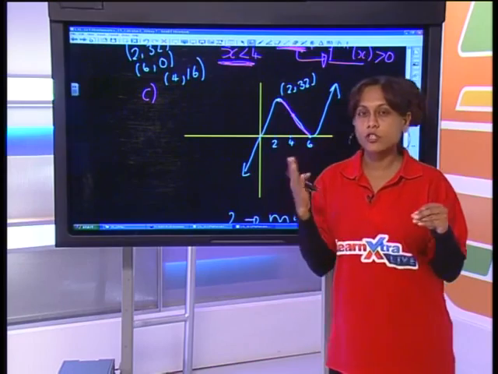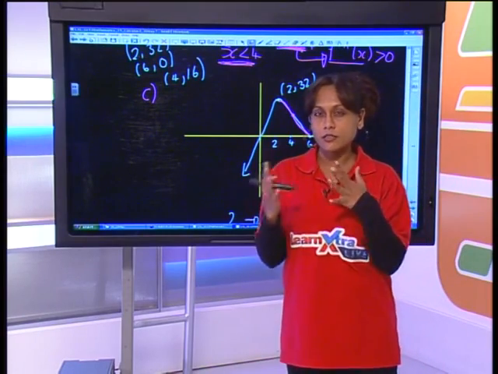the point of inflection and we saw that the concavity changed at x equal to 4.